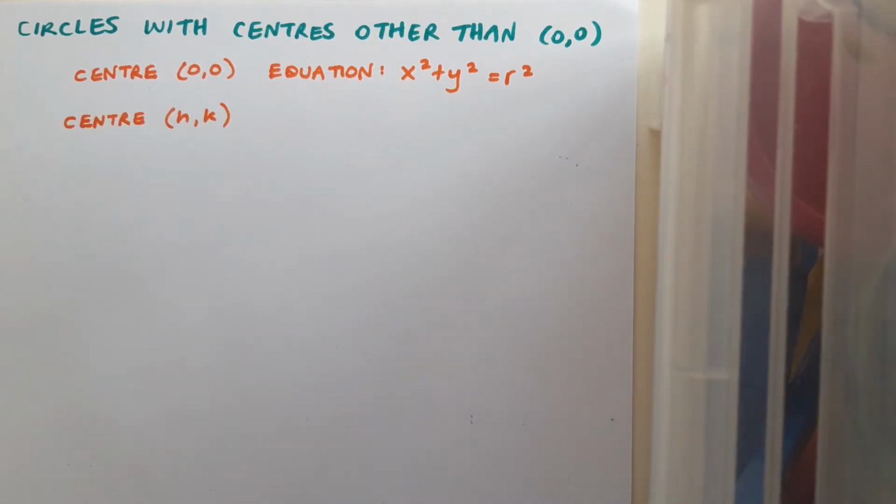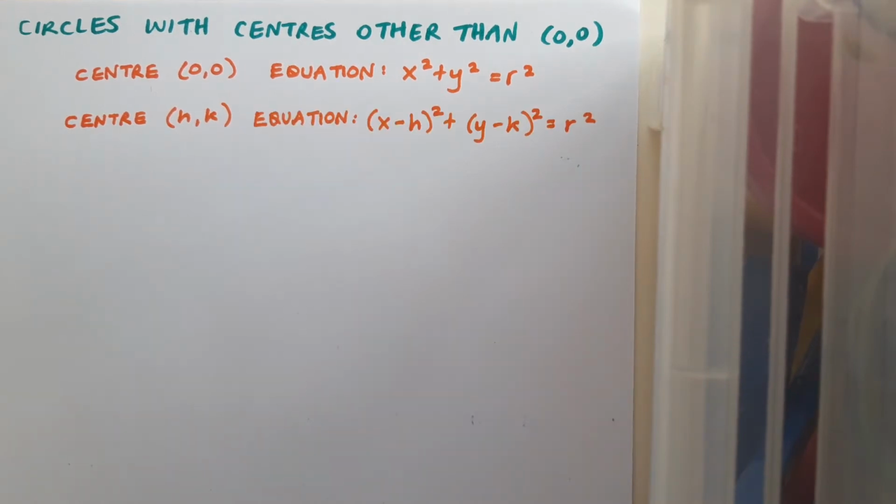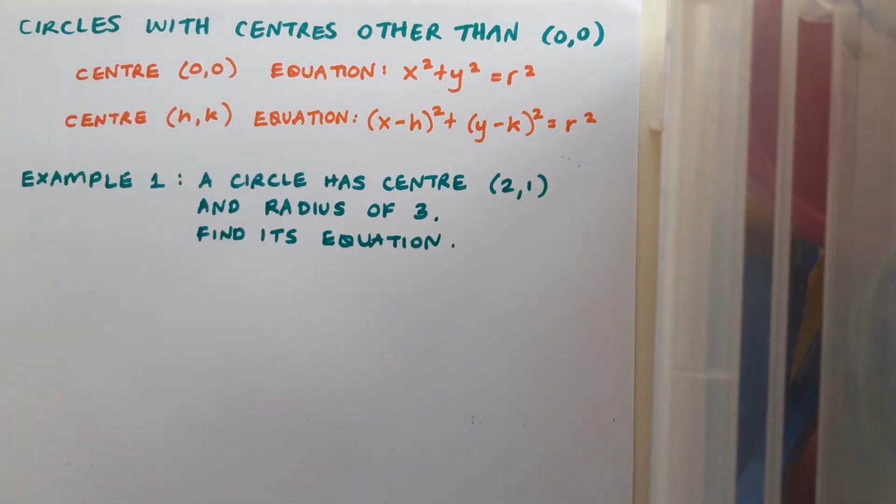If we're dealing with any centre other than 0, 0, we tend to call the centre h, k. And in that situation, we have a slightly different equation: x minus h squared plus y minus k squared equals r squared. In both of these formulae, r just represents the length of the radius.